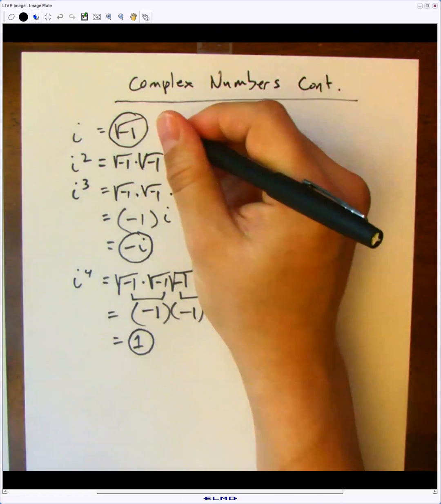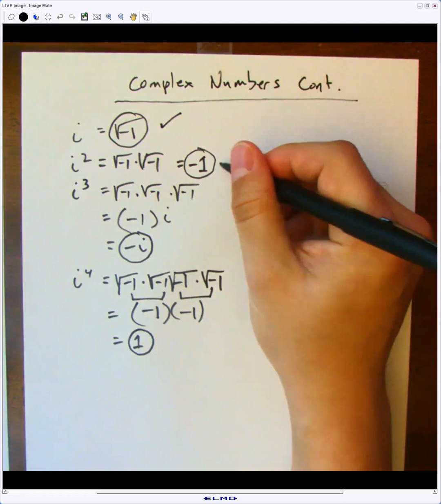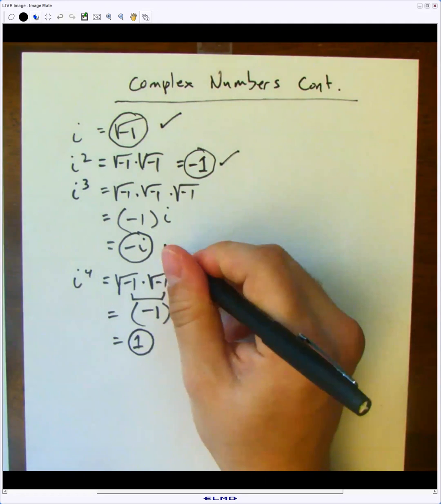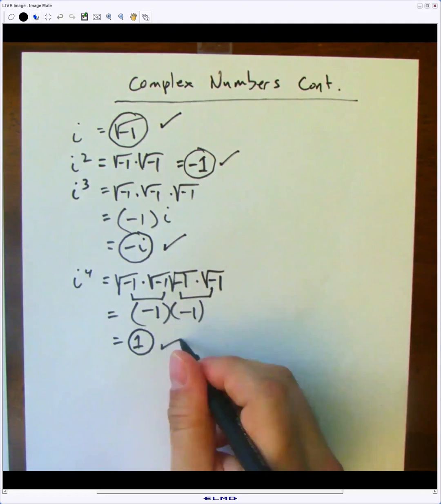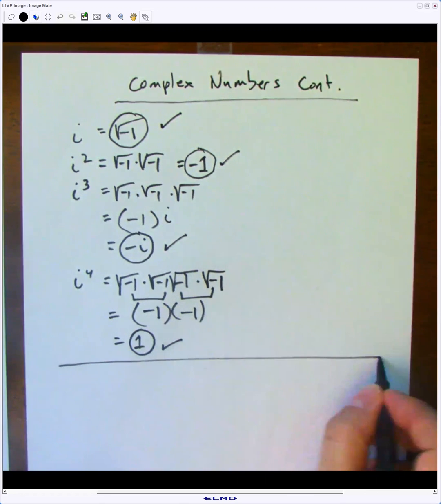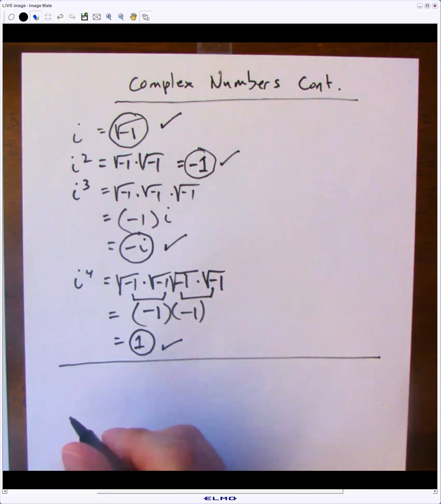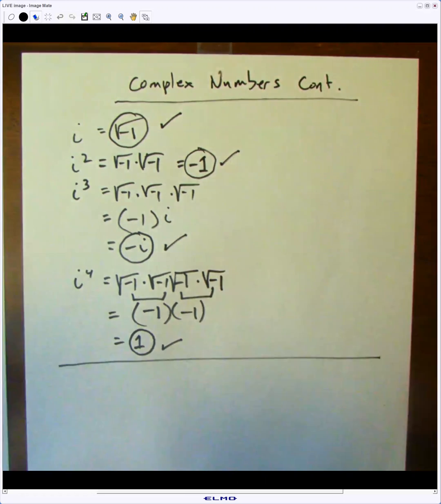Notice how we go from imaginary to real, back to imaginary, back to real. The question is, is there a discernible pattern at this point? What happens when we take i to the 5th, or i to the 6th, or i to the 10th, 100th, and so on and so forth? This can be a discussion that we'll have in class.